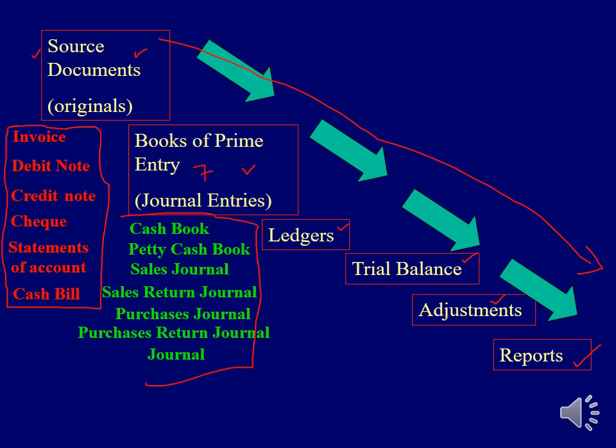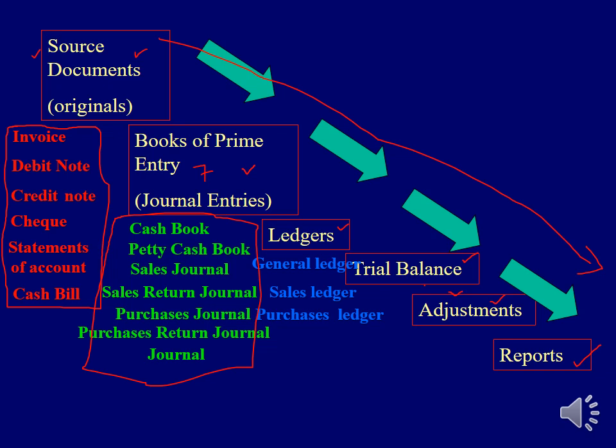All the records inside the books of prime entry will transfer to the ledgers. We have 3 ledgers: the general ledger, also called the nominal ledger, the sales ledger, and the purchases ledger. The balances in the ledgers will be listed down in a trial balance. We have only one trial balance, so no examples for it, and from the trial balance we will do the adjustments.